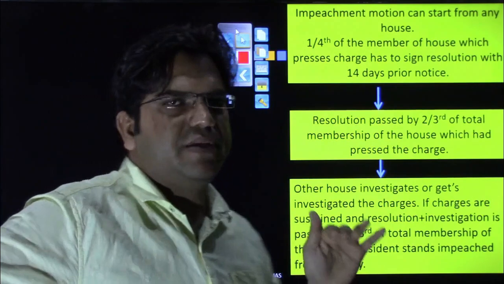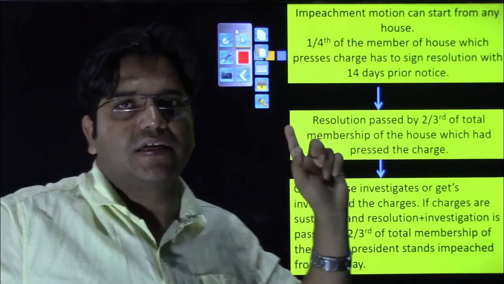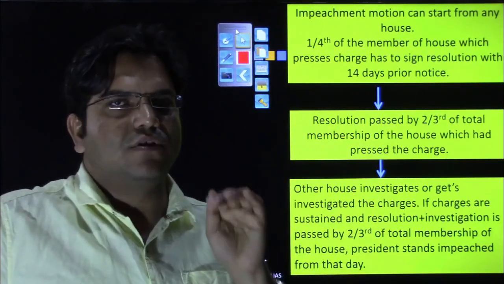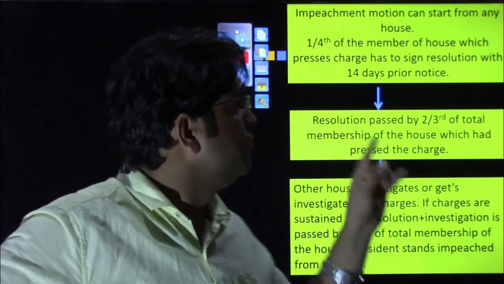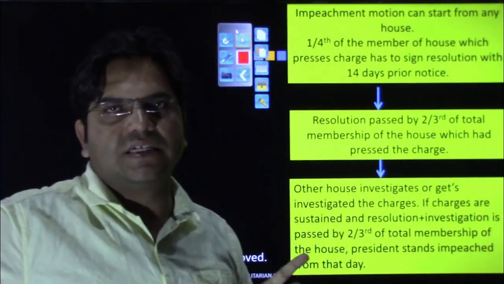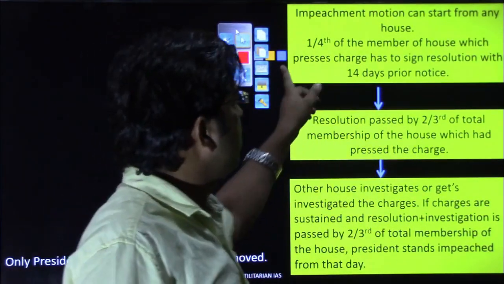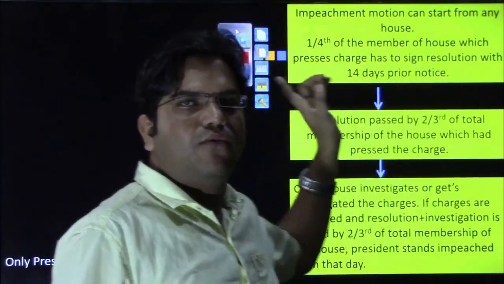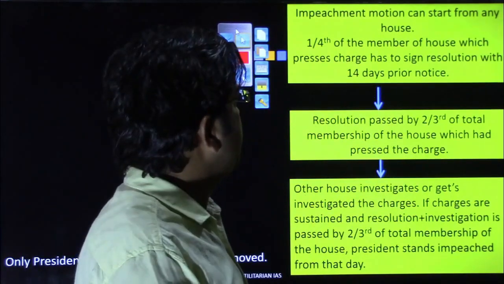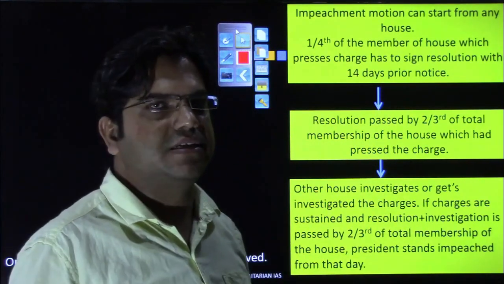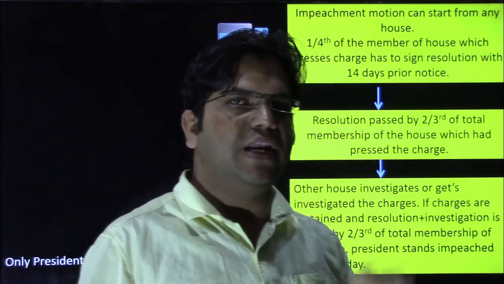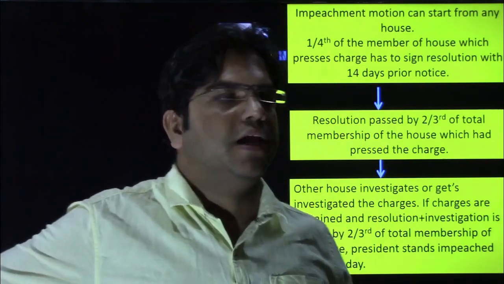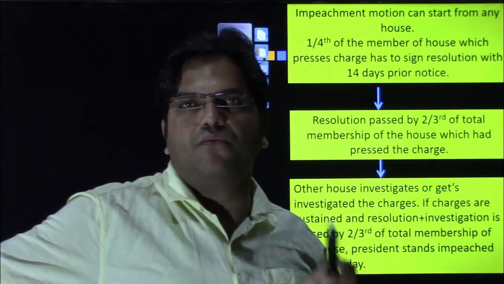So this resolution for removal can start in any house. Suppose the party decides to move this charge from the Lok Sabha. That party will have to make sure that 1/4 of the membership of the house where it wants to initiate the resolution supports that resolution, that yes, the president has violated. The party will have to get at least 1/4 of the members to agree, and even if 1/4 of the members agree, they will have to give a prior notice of 14 days.